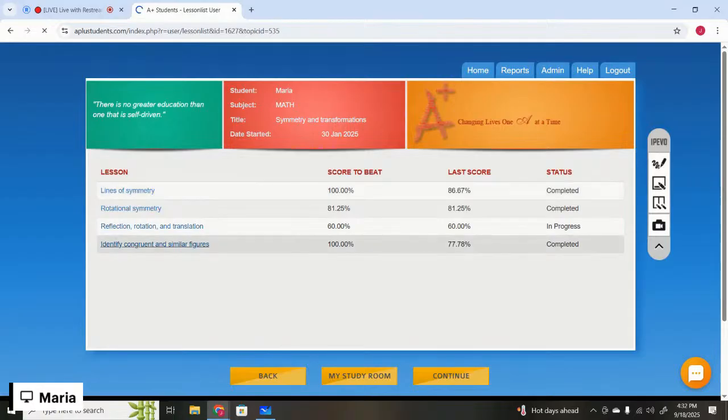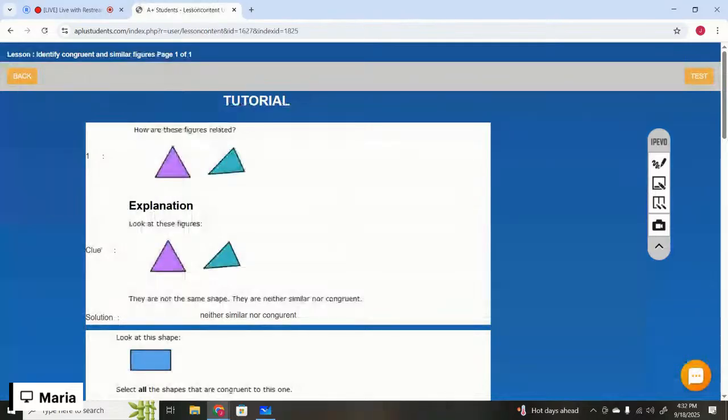Identify congruent and similar figures. Are these figures related? They are not the same shapes, right? They are neither similar nor congruent.